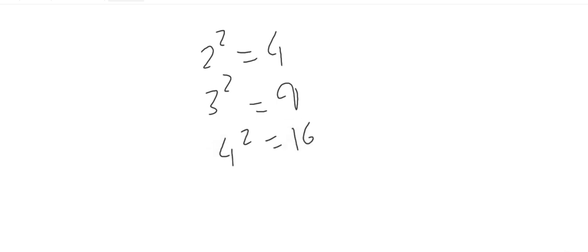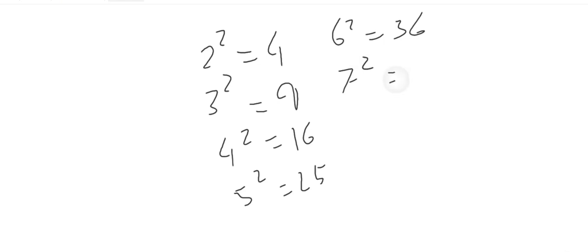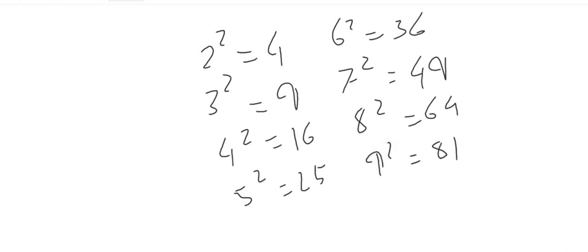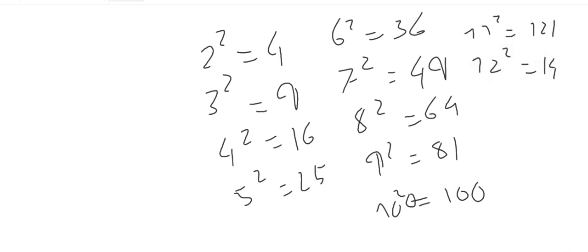Now, here's a times table that you have to memorize or remember, because it's always very necessary. 2 squared is 4, 3 squared is 9, 4 squared is 16, 5 squared is 25, 6 squared is 36, 7 squared is 49, 8 squared is 64, 9 squared is 81, 10 squared is equivalent to 100, 11 squared is 121, 12 squared is 144.